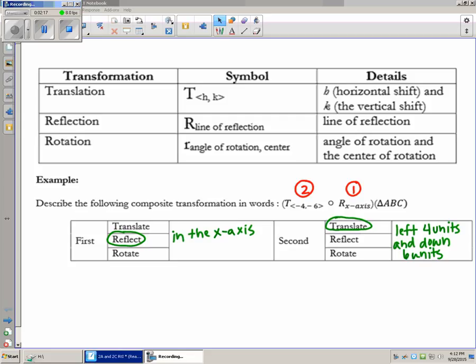Again, remember, when a composite transformation is written in function notation, we want to work from the right to the left.